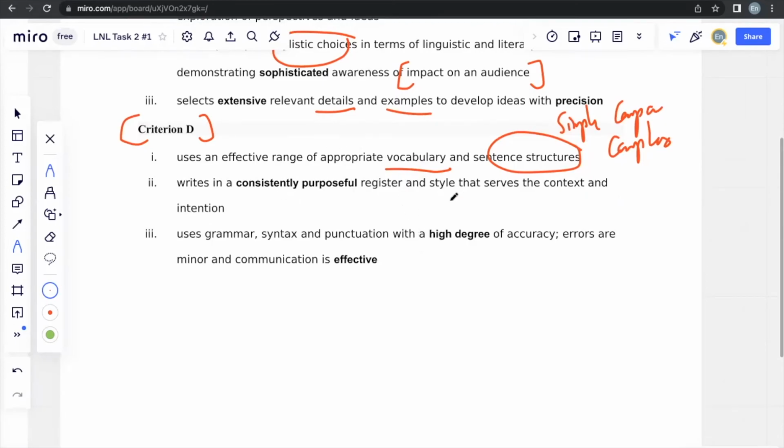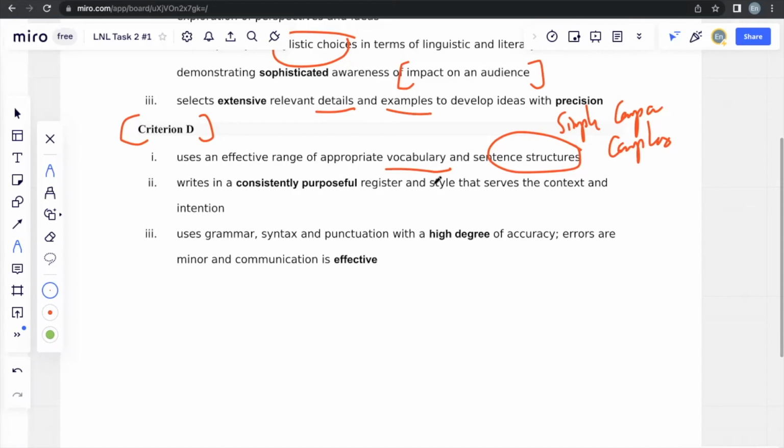Writes in a consistently purposeful register and style that serves the context and intention. This is a screenplay and two characters are having a dialogue. When people normally talk, we don't have this formal style of speaking in comparison to a normal formal piece of writing. So we can use slang, a bit of normal language, informal language that you would normally never use for an academic piece of writing. It shows that you are indeed aware that this is a screenplay. You're not meant to write formally, you're meant to include informal language here and there.